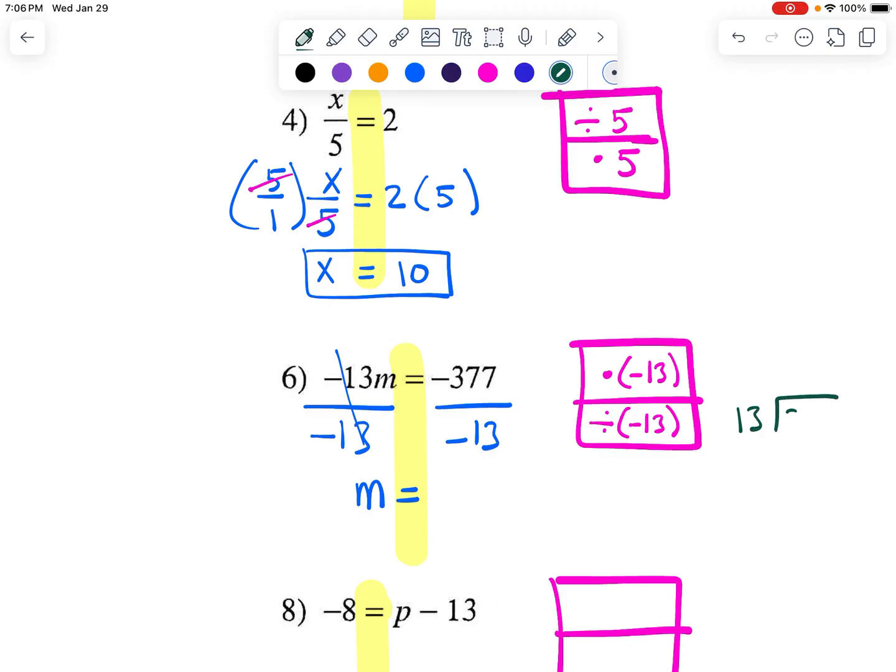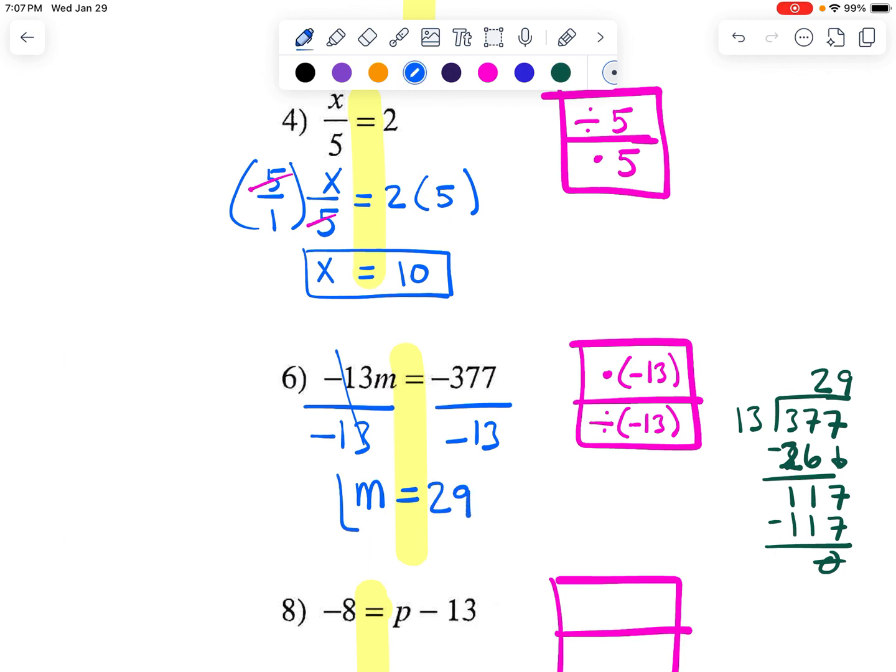13 goes on the outside and 377 goes on the inside. So 13 divided into 37 is 2. That would be 26. And that's 11. And bring down the 7. And 13 divides into 117. It goes in beautifully 9 times. And then that's it. So m equals 29. And you have a negative divided by a negative, so you should know your answer was positive.